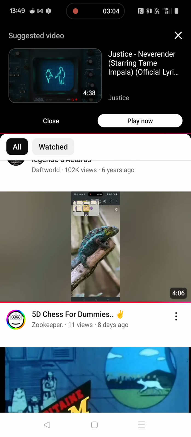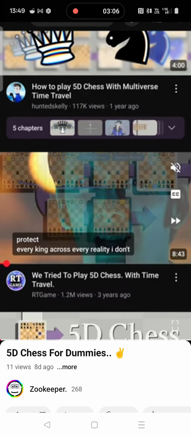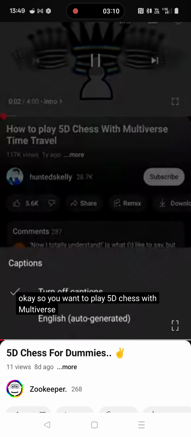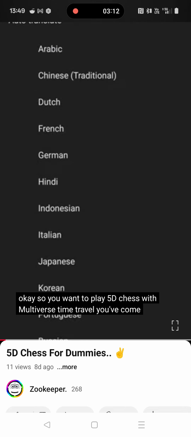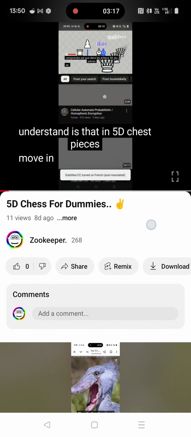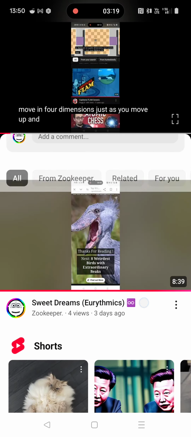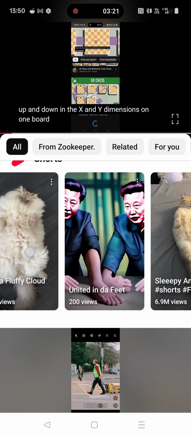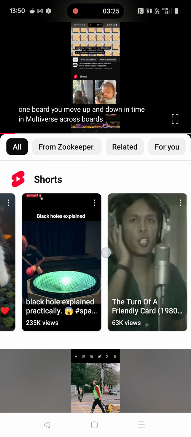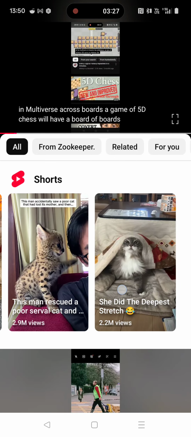And the rest is just 5D chess. Easy one. Okay. So, you want to play 5D chess with multiverse time travel? You've come to the right place. First thing you need to understand is that in 5D chess, pieces move in 4 dimensions. Just as you move up and down in the X and Y dimensions on one board, you move up and down in time and multiverse across boards. A game of 5D chess will have a board of boards that looks like this.